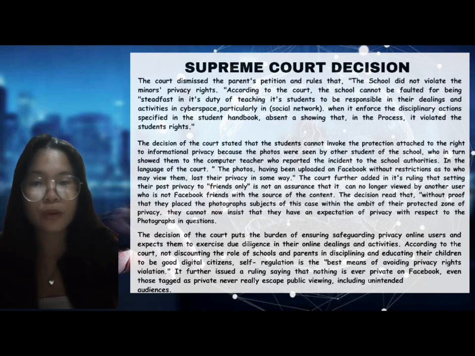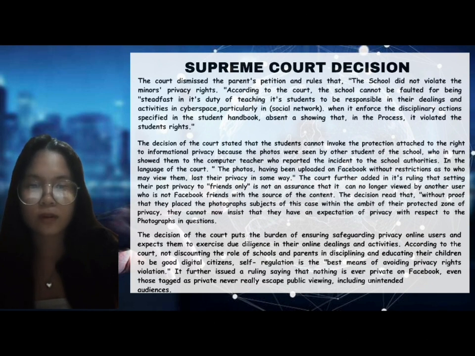The decision of the court stated that the students cannot invoke the protection attached to the right to informational privacy because the photos were seen by other students of the school, who in turn showed them to the computer teacher, who reported the incident to the school authorities. In the language of the court, the photos having been uploaded on Facebook without restriction as to who may view them, lost their privacy in some way.